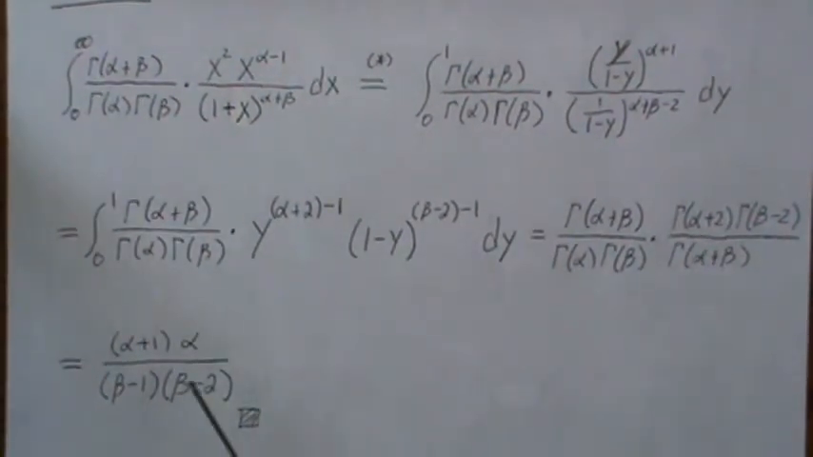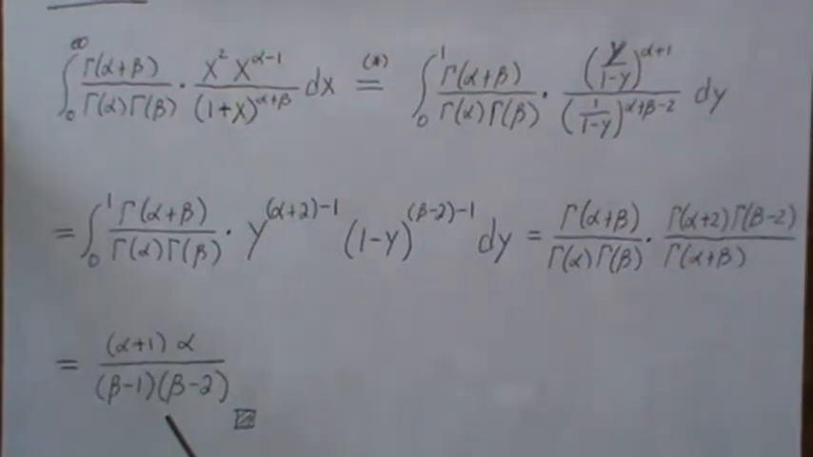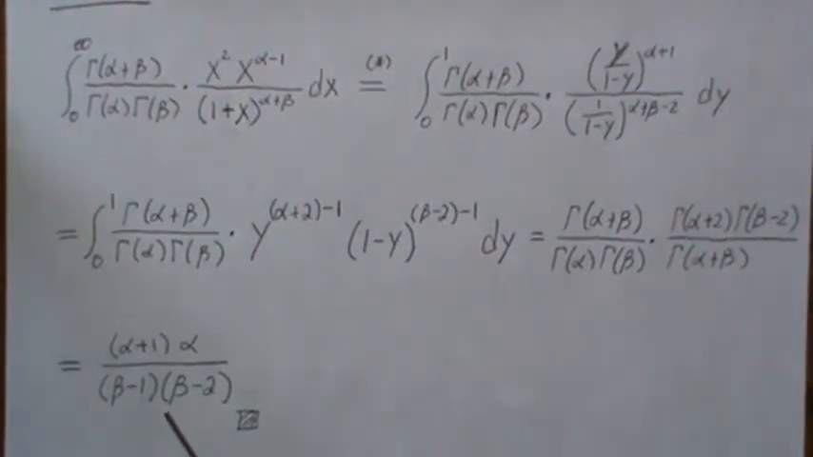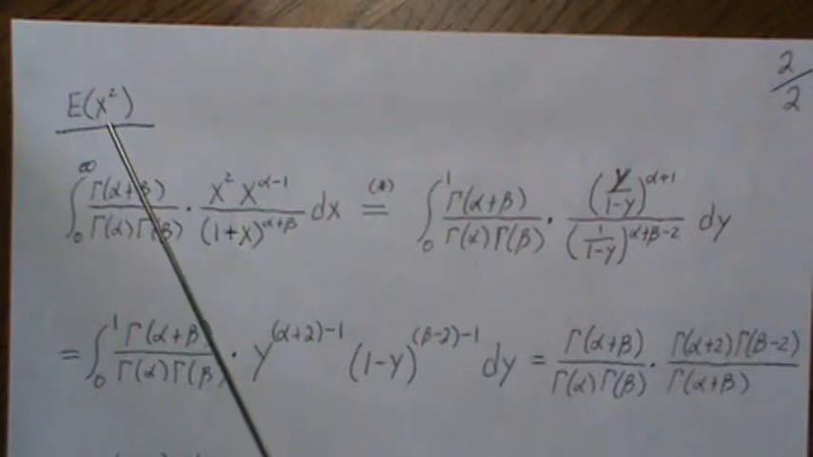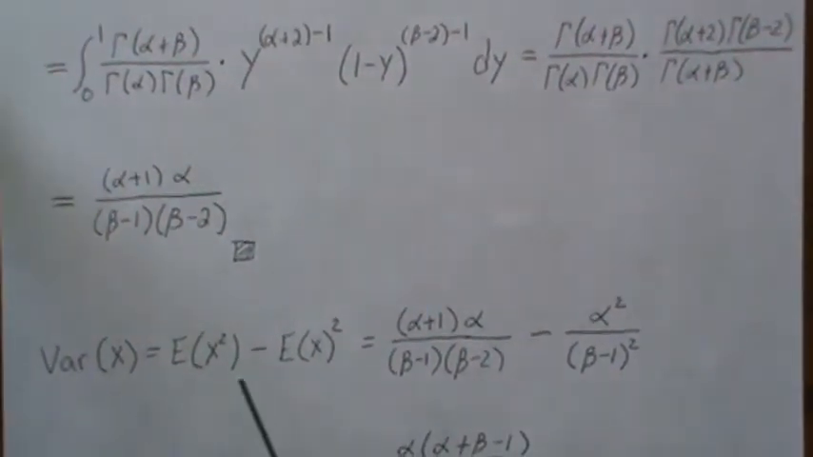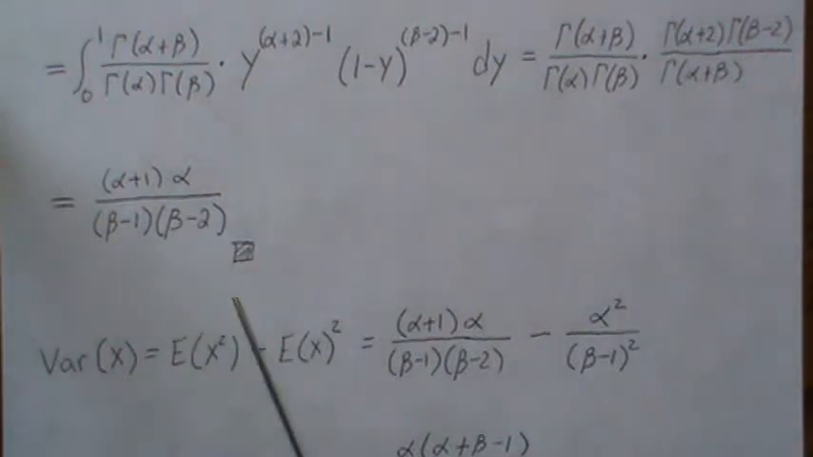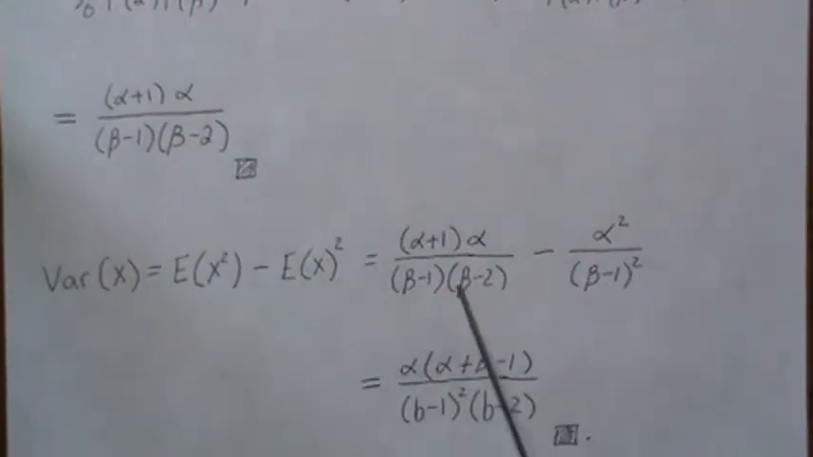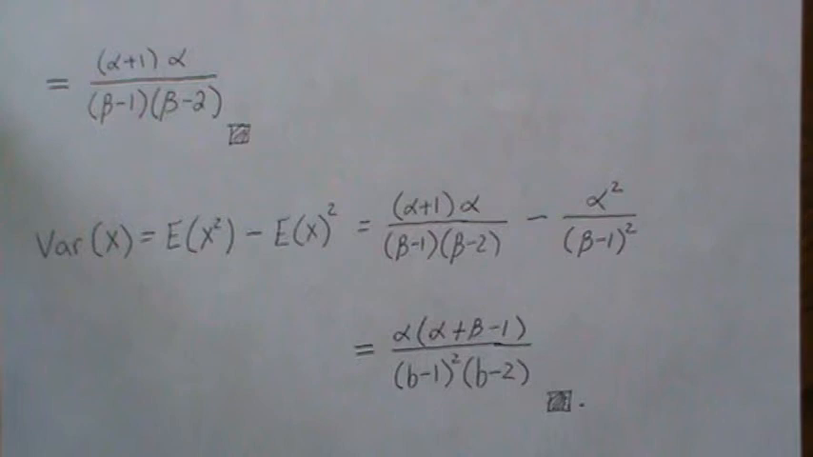But this reduces to this constant here. So this is the expected value of x squared. Now to find the variance, it's this relationship, and so you plug in the information you got and square the mean, this piece, and then you can do some algebra, and that simplifies to this, and so that's the variance of a beta prime distribution.